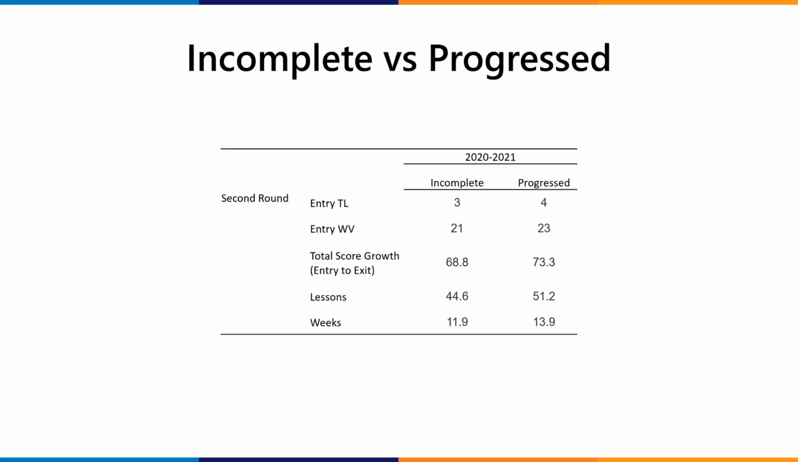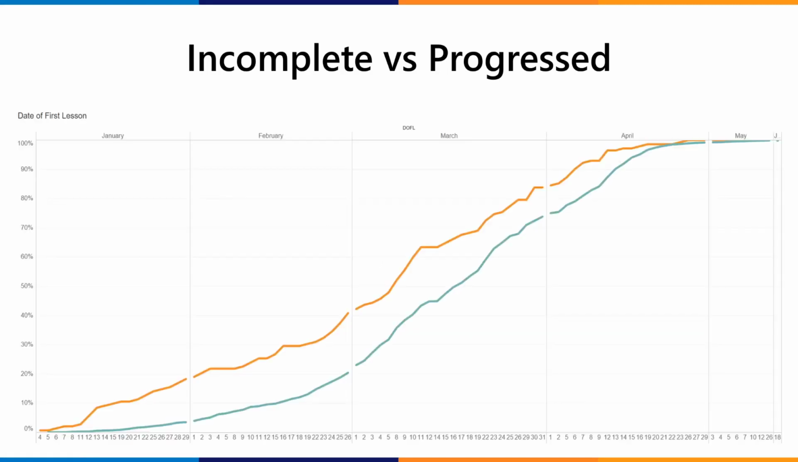So it made me ask, what's the difference between incomplete and progressed children? Here are their data side by side. That is what I was comparing. They seem to have started at a somewhat similar place, though the progressed children started slightly higher. Progressed children made more growth. During the spring, they got more lessons and had more time in Reading Recovery. So data-wise, the difference between our incomplete and progressed children in the second round seemed to be the amount of time that they had. And so I just did a quick time chart.